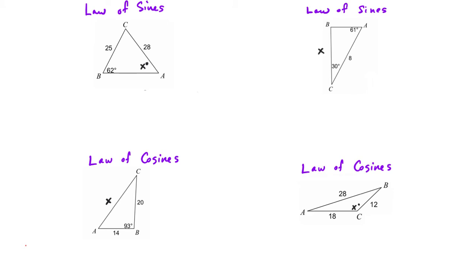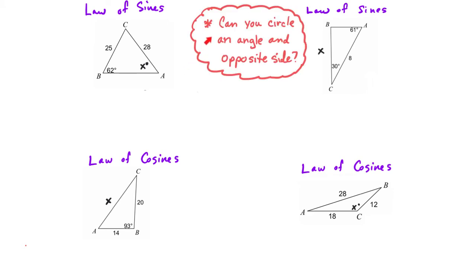When you're trying to do law of sines, you're trying to ask yourself this question: can you circle an angle and a side that are opposite each other? In this first question that you're going to see in the top left corner here, you'll notice that I can circle the 62 degrees and the 28. Those are two pieces of information that are opposite each other, and therefore I can use law of sines in this kind of question. So be looking for an angle and a side that are opposite each other.